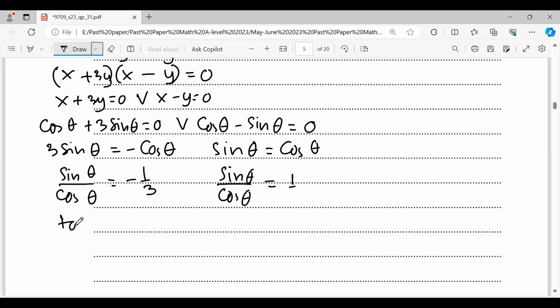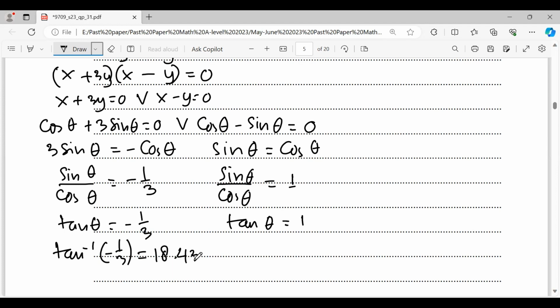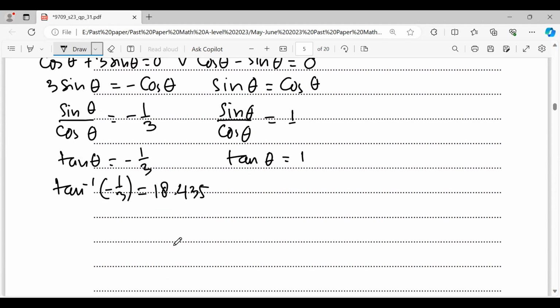This is tangent. Tangent theta equals negative 1/3. This one, tangent theta equals 1. So tangent power negative 1, 1/3 equals 18.435. Well, this one, tangent power negative 1, 1 is 45.